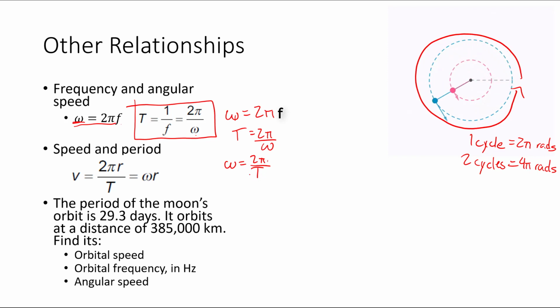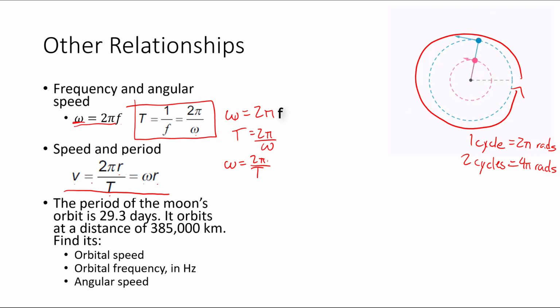time. So we can also relate speed to period, and since speed is just distance over time, if we go around a circle once, that's a distance of a circumference, which is 2 pi times the radius. And the time is just the period. So speed is equal to 2 pi r over the period. It's also equal to omega r. So again, we have a bunch of different relationships here.